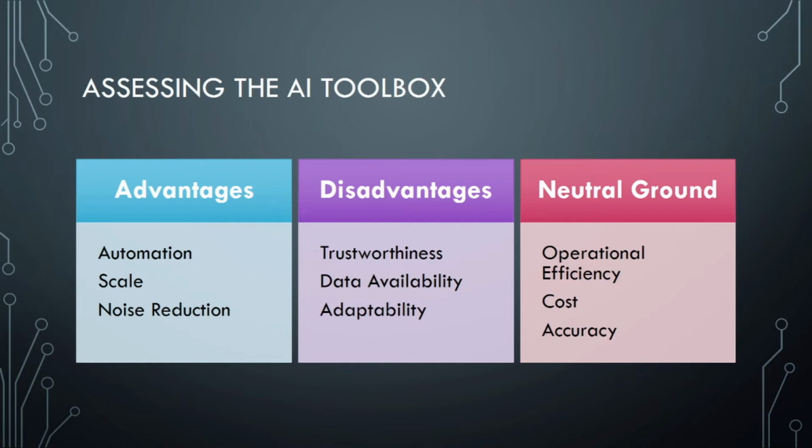From a disadvantages standpoint, I think we have issues around trustworthiness and data availability and adaptability in this space. And those are still things we have to contend with. And then there's this neutral ground area, which I think is, does AI actually improve operational efficiencies? Does it change cost structures? Does it actually improve accuracy of things? And these are questions you need to ask when you're approaching the problem.